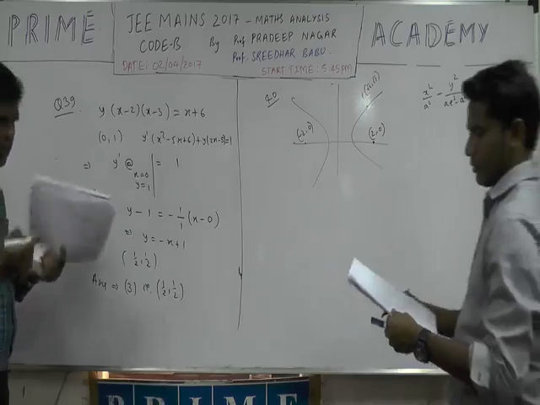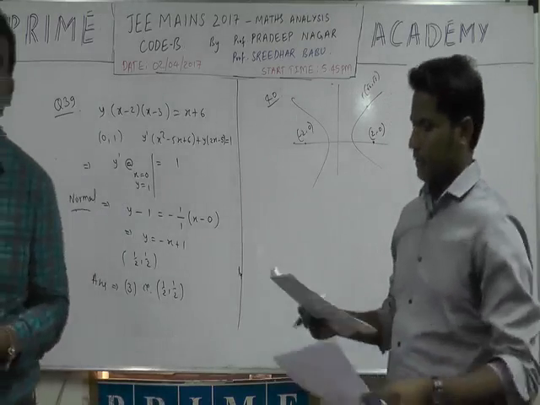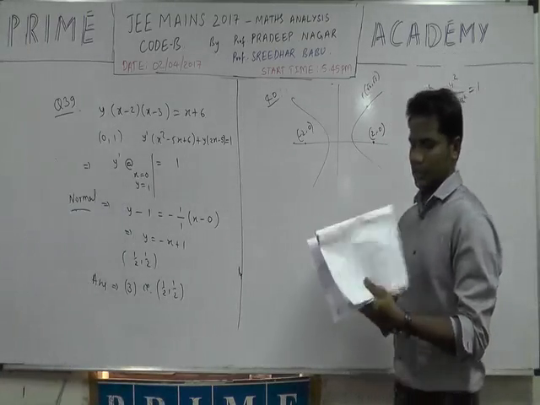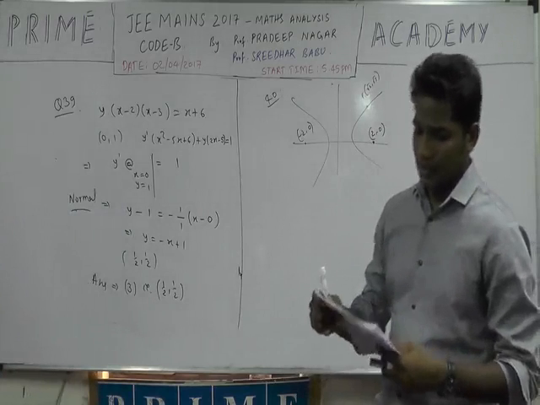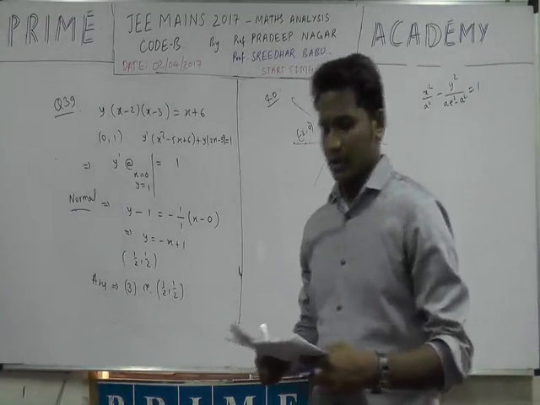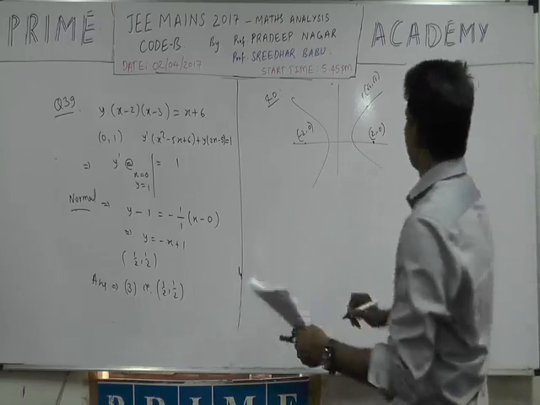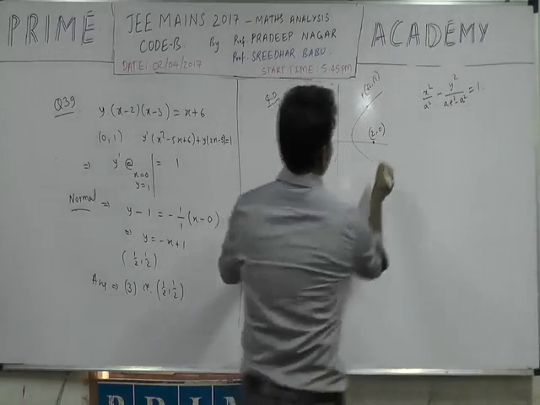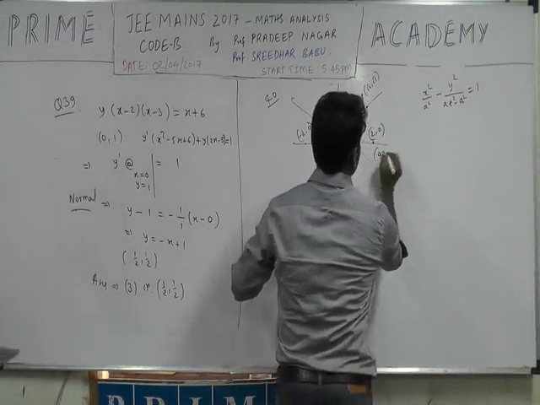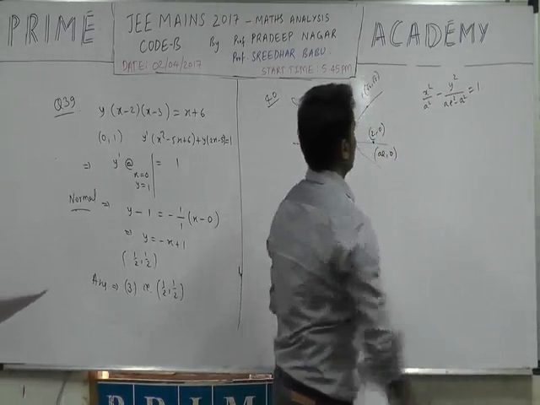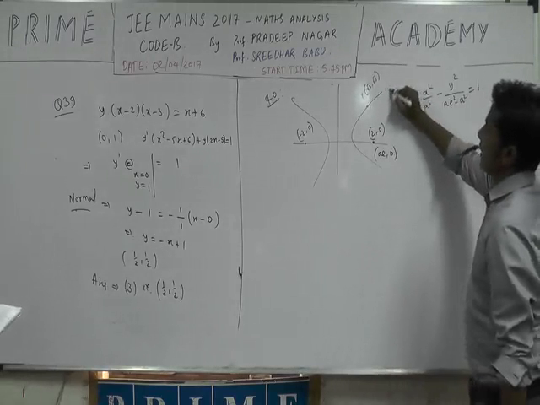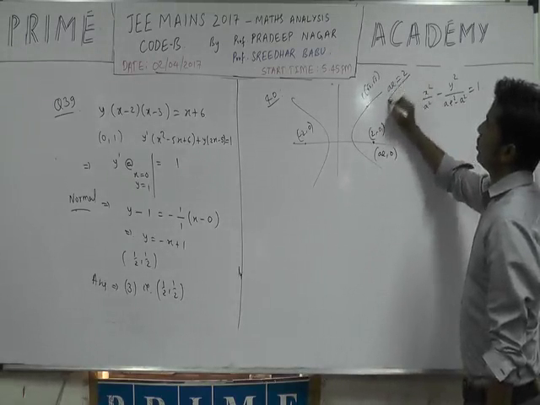Okay, next question is question number 40. Okay, question number 40. Here the hyperbola's foci are given, a point on the hyperbola is given, and we have to find another point on that tangent. Okay, so foci are given, and in a hyperbola we know that the foci are plus minus AE comma 0. So from here we can conclude that AE is equal to 2.